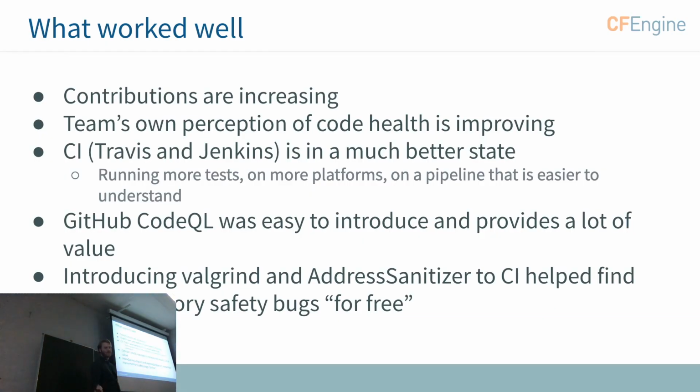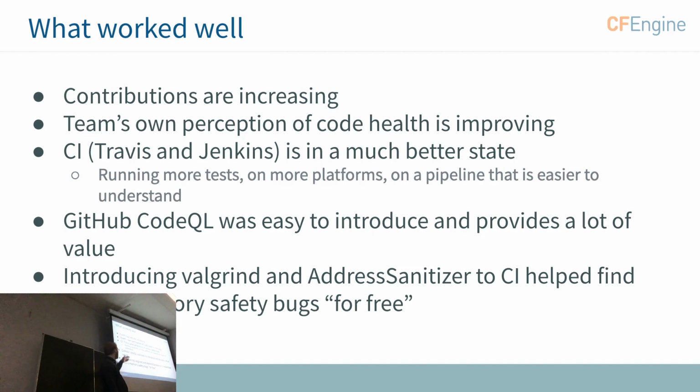So, in summary, these are the things that we experienced to work well. Contributions are increasing over the last few years, and it's easier to handle new contributors now when we have clear systems and guidelines to point them to. In an internal survey, our own perception of our code base health is improving. The CI that Vratislav talked about is much more effective than it used to be. We're using it a lot more, and we're able to be more confident about making changes.